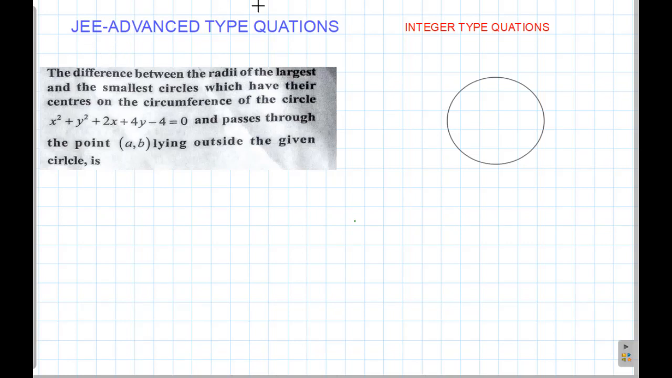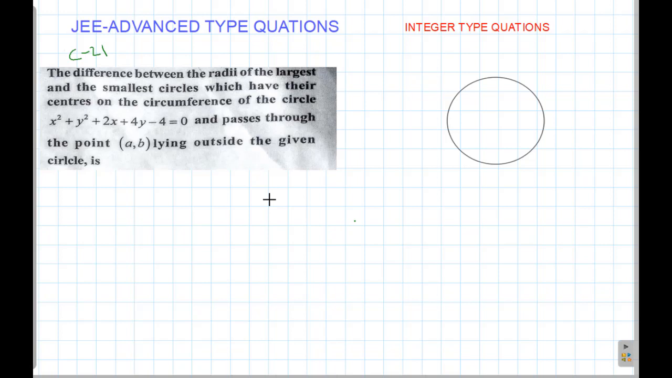Today I am going to explain some problems from JEE Advanced. So the first type is integer type questions. I can call this question C21, because 21 problems are already completed. So listen, students.